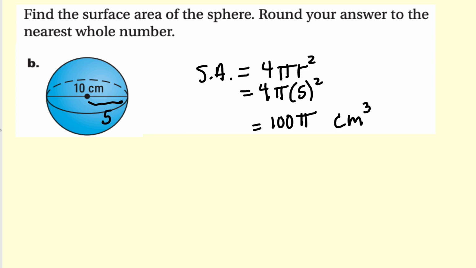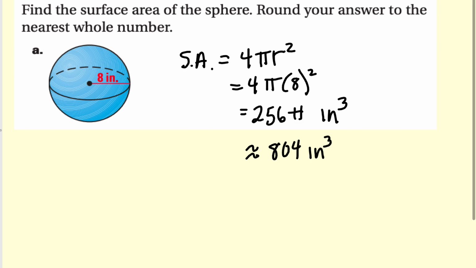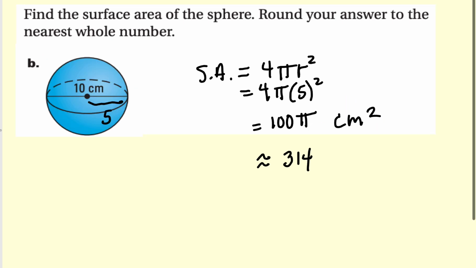Now this is square centimeters. Oops, let me go ahead and, oops, let's see, we need a 2 there for square. And if I round, that's 100 times pi, which rounded to the nearest whole number is 314. Let me back up and make sure I labeled the other one correctly. I did not. Okay, so I need to erase that, and these are square inches, not cubic inches, but square inches. Okay, let's go back here.